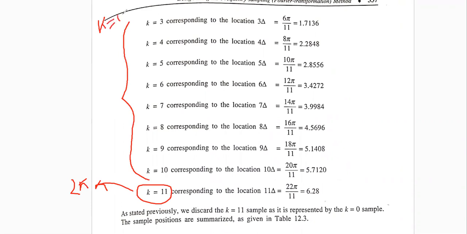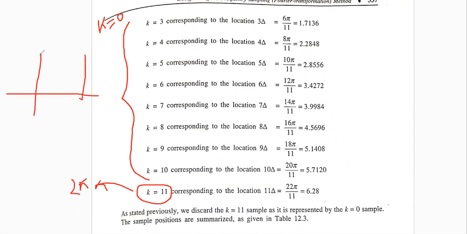The 11th sample belongs to twice pi. So that means it belongs to the next cycle. Because by this time, we already have 11 samples. Because k starts from where? K starts from 0. 0, 1, 2, 3, up to 10 means you have 11 samples already. The 12th sample belongs to the next cycle.